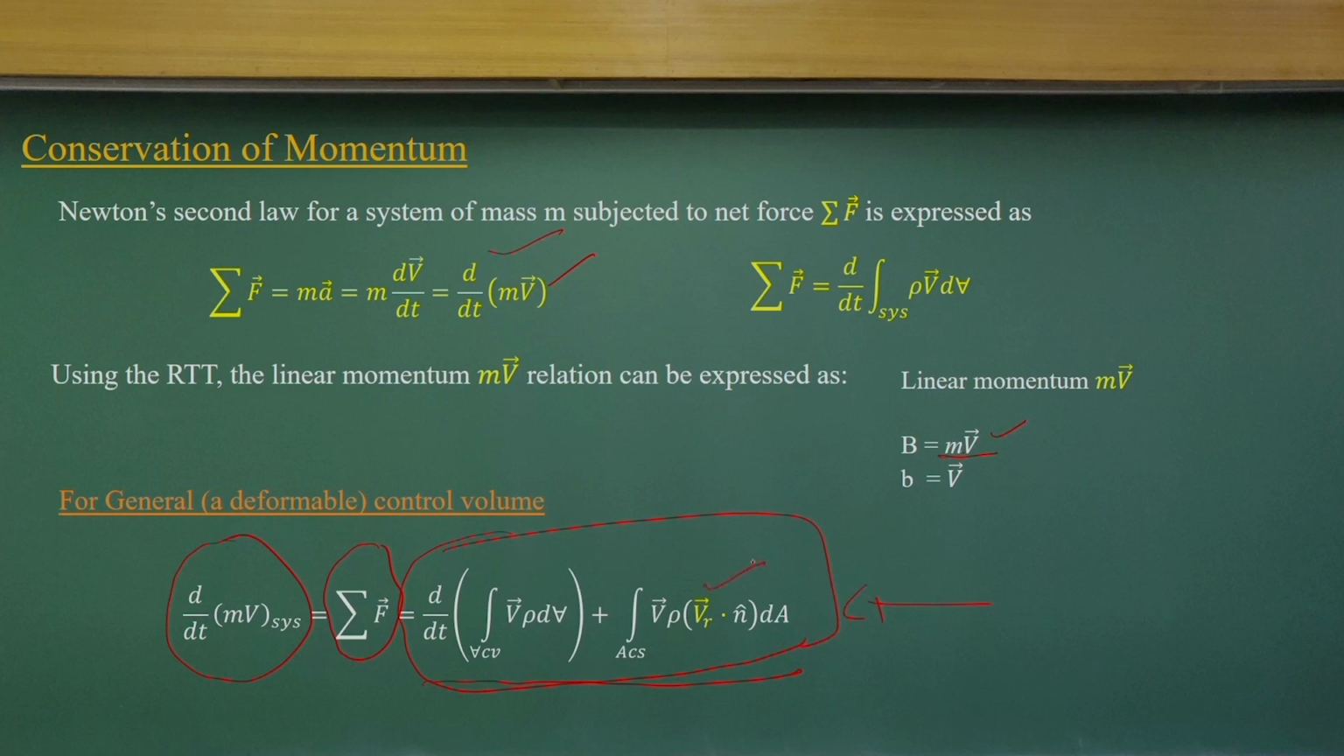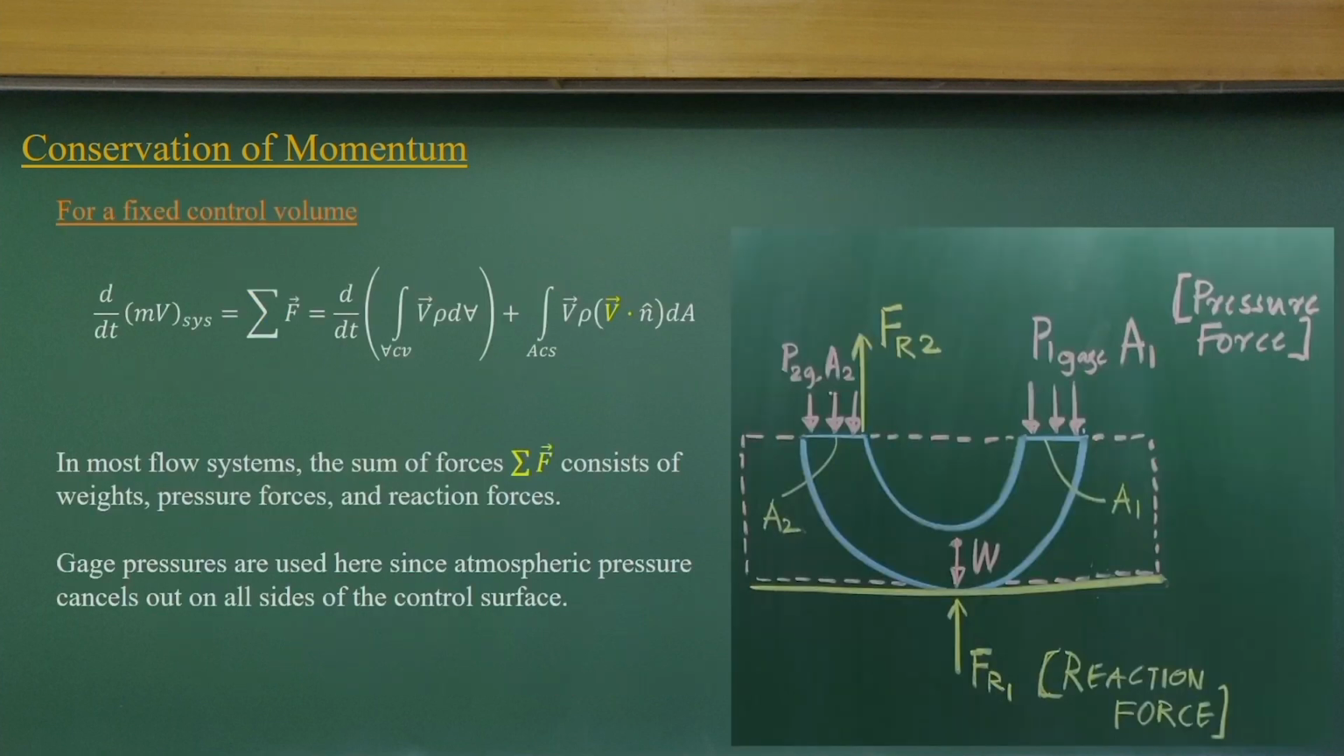We can have a Vr for moving control volumes, where you use the relative velocity components; V is the velocity vector and Vr is the relative velocity vector. So this is the linear momentum equation from the Reynolds transport theorem point of view. These equations will be simplified to solve the problems, because as of now we cannot solve them, as they have surface integrals and also volume integrals.